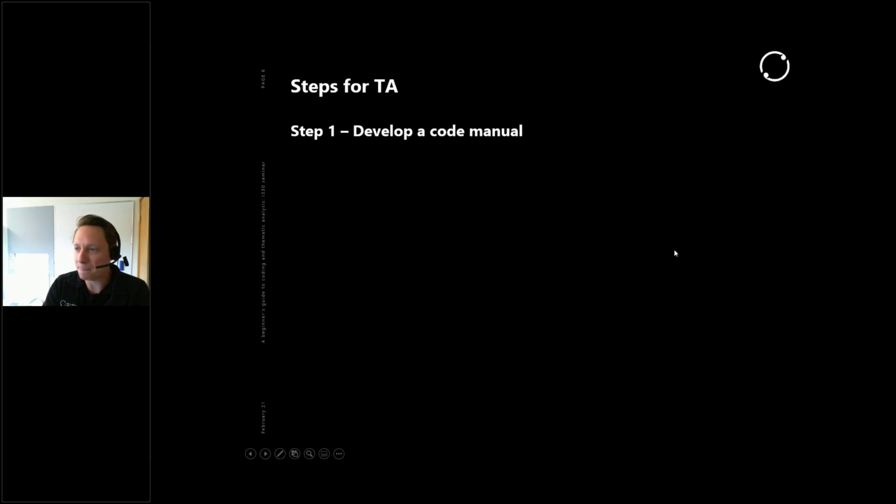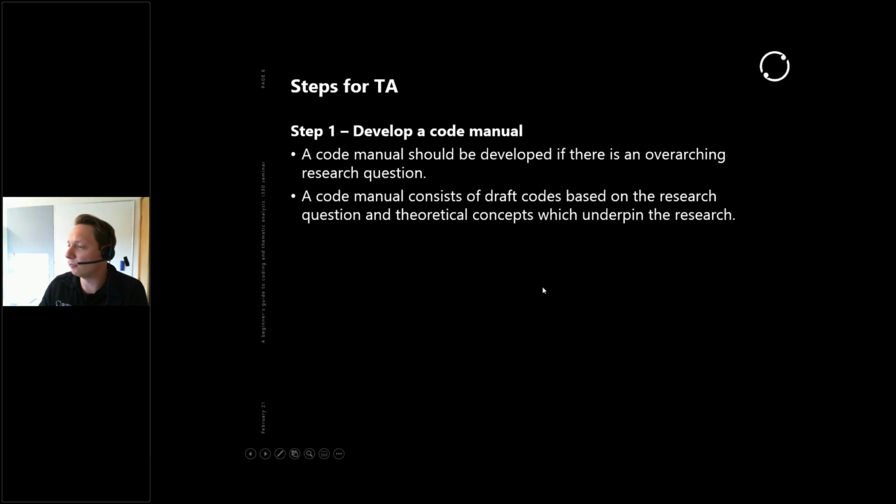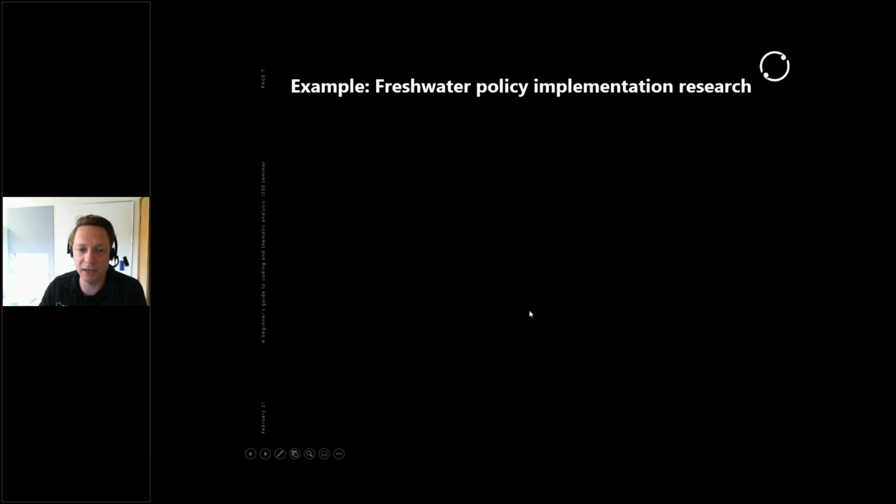So the first step is to develop something we call a code manual. Now, a code manual should be developed if there is an overarching research question. So you wouldn't develop a code manual in a purely inductive process, but you would in a deductive process. The code manual consists of draft codes based on either the research question or the theoretical concepts which underpin the research. So I'll provide you with an example here from some recent research I've done on freshwater policy implementation in New Zealand.